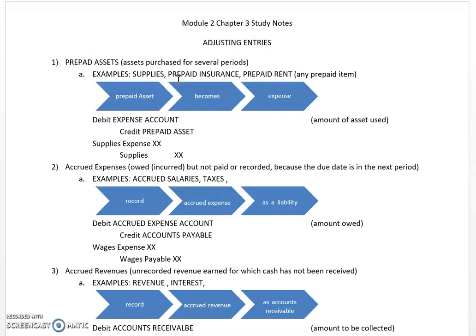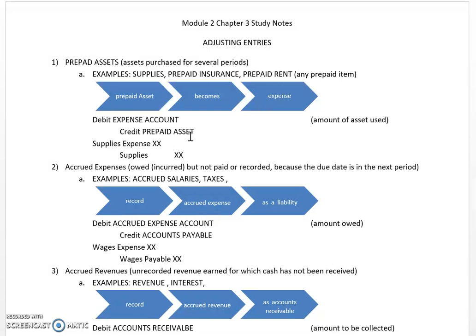So the adjusting entry is going to adjust the supply asset account that's sitting there with a $500 debit balance down to the actual amount that's in the closet, which is $100. So what we're going to do is take the asset, reduce it with a credit, and increase supplies expense because we used the supplies. The used supplies become an expense. So we will debit the expense account and credit the prepaid asset account for, in this case, $400 for the expense and credit supplies for $400 because we've used $400 of the supplies.